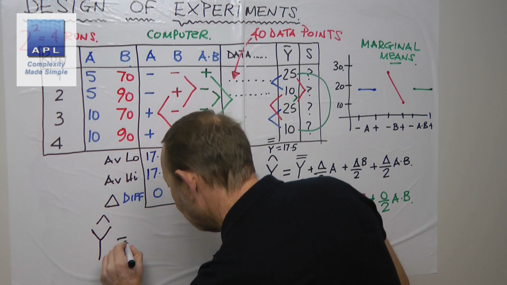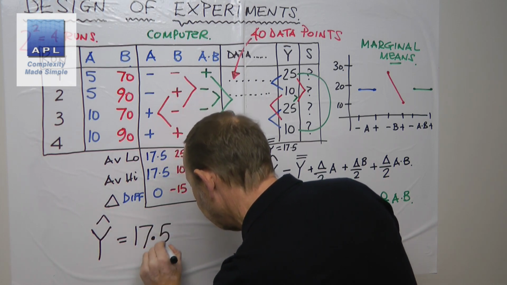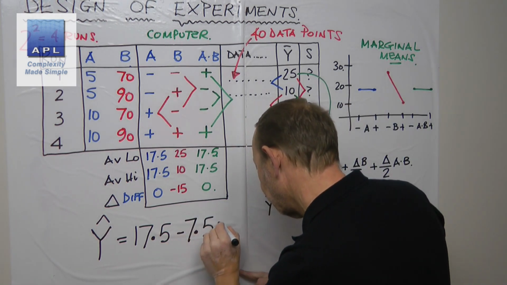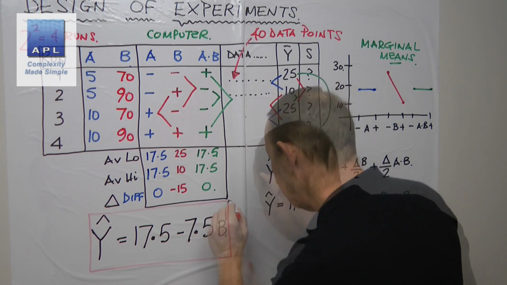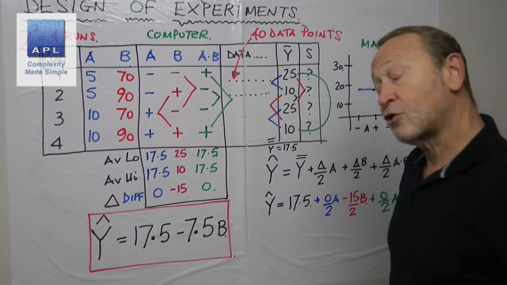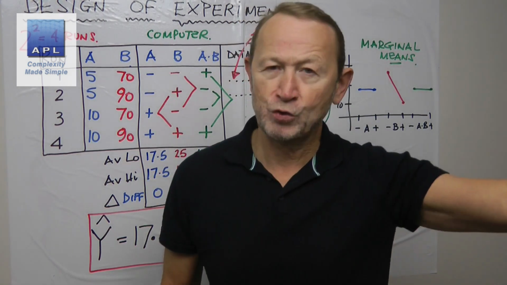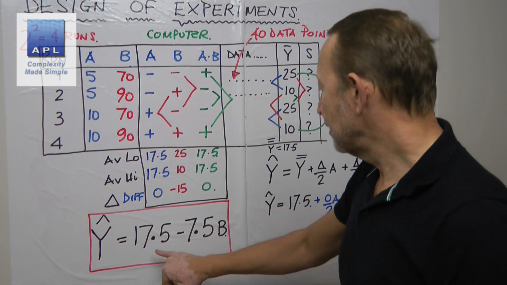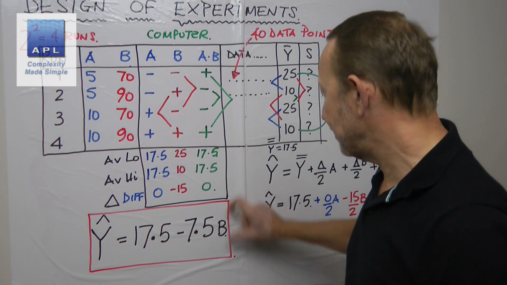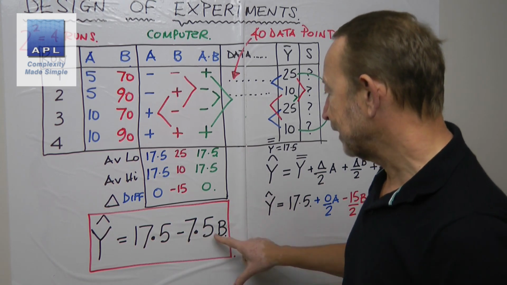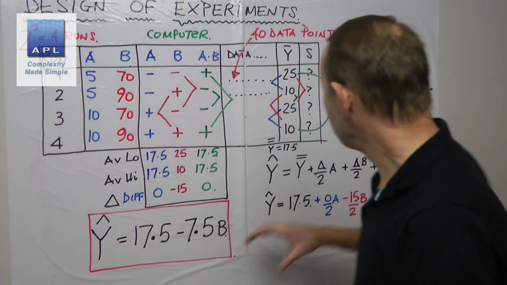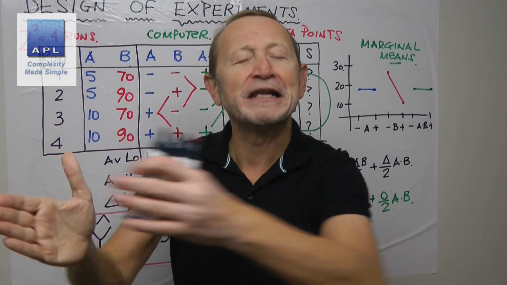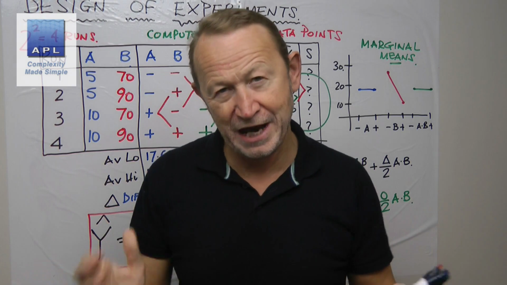Y hat equals 17.5 minus 7.5b. There is the equation for your system to move the average. So there's the equation, okay? So now, of course, if I move B up and down, I can work out this little term and it'll give me a prediction value. Now obviously I went from 10 to 25, so that's sort of the maximum as the limits of where I tested this system, between 10 and 25.